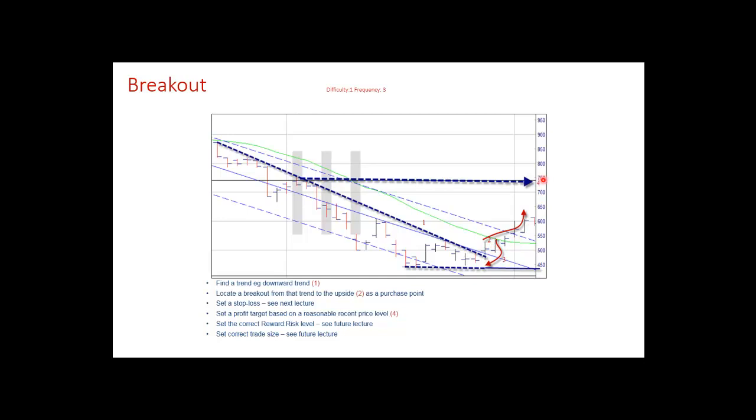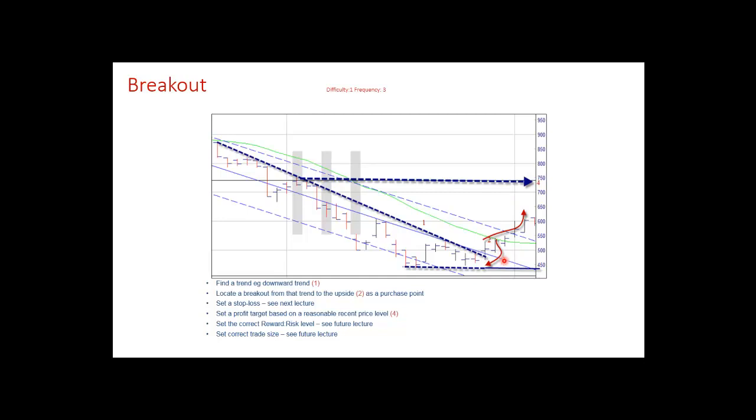So that's our target. Next, we've got to set our reward risk level. Again, something we'll go through in future examples, but just to give you the introduction, our risk is clearly the difference between entry and exit. It's the difference between point 2 when we enter and point 3 where we might exit as a stop loss. That's our risk. That's how much we could lose. Our reward is, of course, the difference between point 4 and point 2, where we entered and where we expect to get to. So that's our reward.